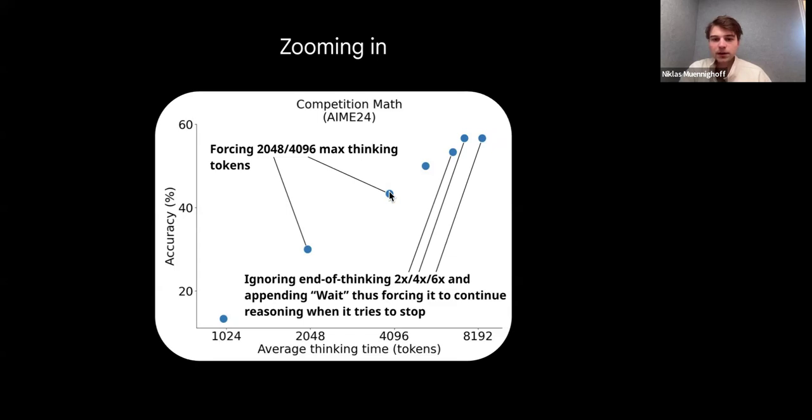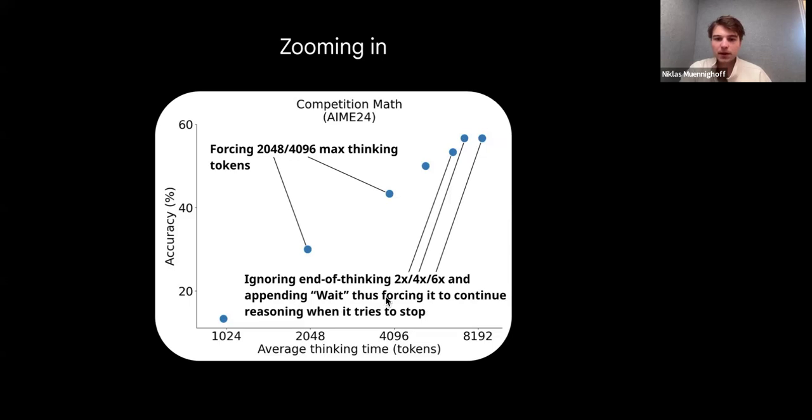Then the next one is 4,096 tokens, so we give it twice the amount of thinking time. Its performance improves to 42% or so. And then toward the end, where we wanted it to think for longer, we do not allow it to produce end of thinking. So we ignore end of thinking, and then we just insert "Wait" a variable number of times. So 2 times is this dot. And if we do it 4 times, it does improve a little bit, roughly to 60%. And then at 6 times, it stays at roughly the same level as before.